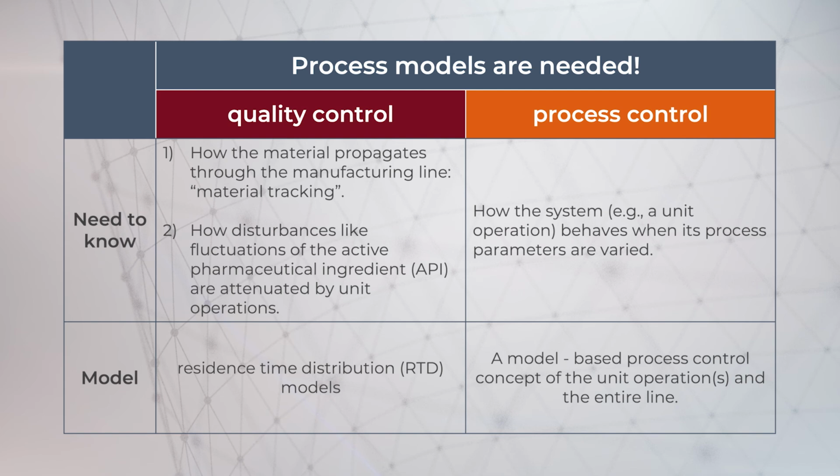So both quality control and process control rely on suitable process models. This means that for quality and process control, so-called model-based control approaches are implemented.